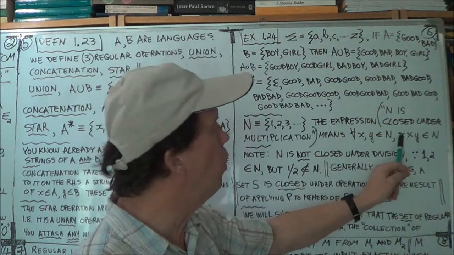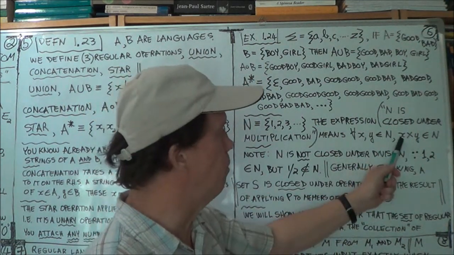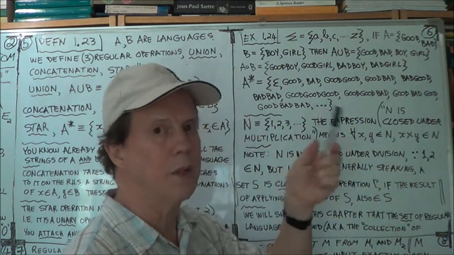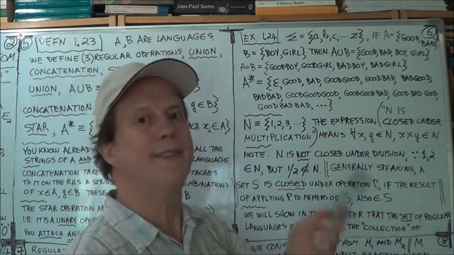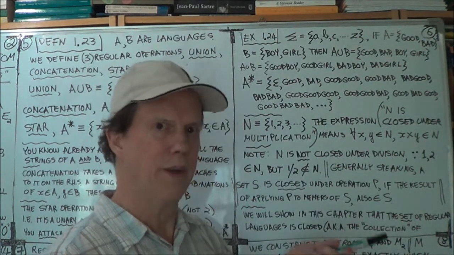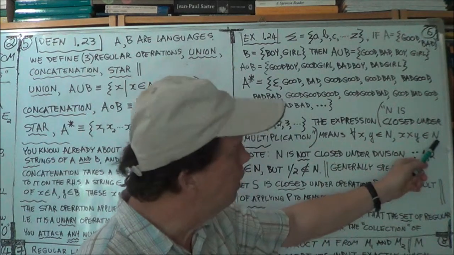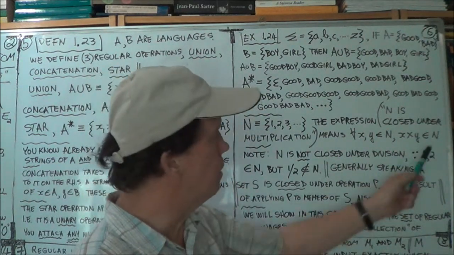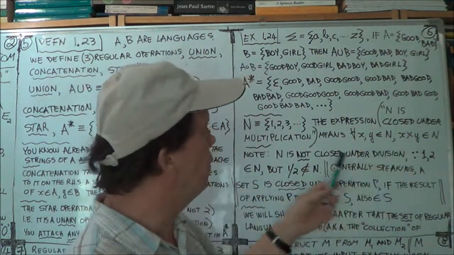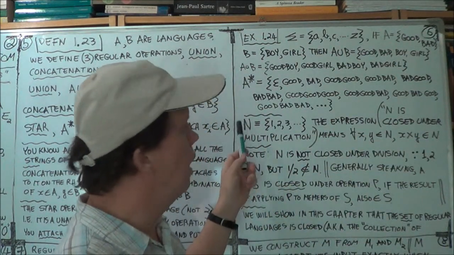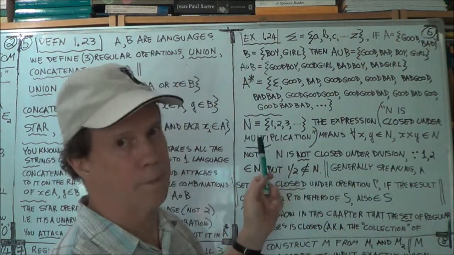No matter what your x or y is, so long as they're both natural numbers, the product of two natural numbers is itself a natural number. So the result is also a member of your set, in this case natural numbers. So that's an example of the natural numbers being closed under multiplication.